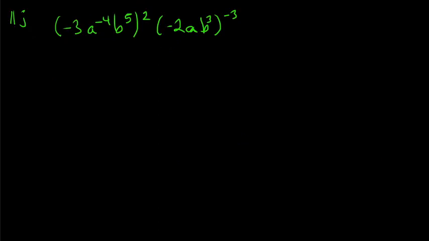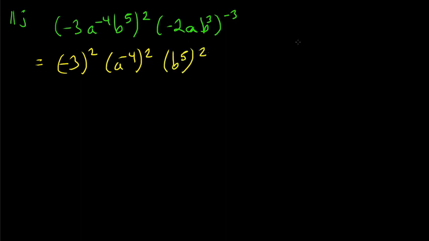Okay, so 11j: negative 3, a to the negative 4, b to the 5, all squared, times negative 2, ab cubed, all to the negative 3. So applying the usual rules for exponents, we get negative 3 to the 2, a to the negative 4 to the 2, b to the 5, also to the 2. And then we do the same thing, but with the negative 3 now, right? So negative 2 to the negative 3. We have a to the negative 3. And then we have b to the 3, also to the negative 3.